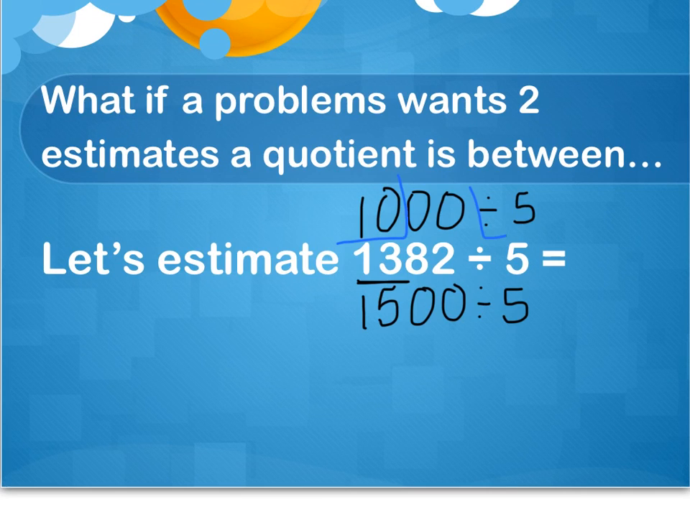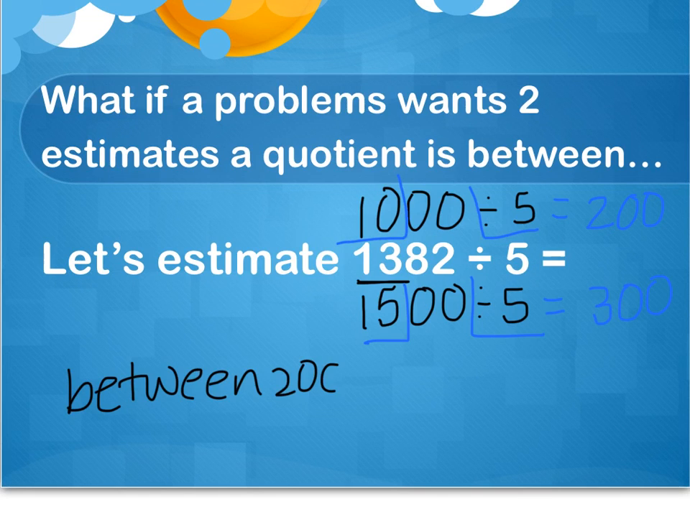1,000 divided by 5 is going to use the basic fact of 10 divided by 5, which is 2, giving me an estimate of about 200. And 1,500 divided by 5 is going to use the basic fact of 15 divided by 5 to give me 3 with my 2 zeros for 300. So I can say that my estimate would be between 200 and 300.